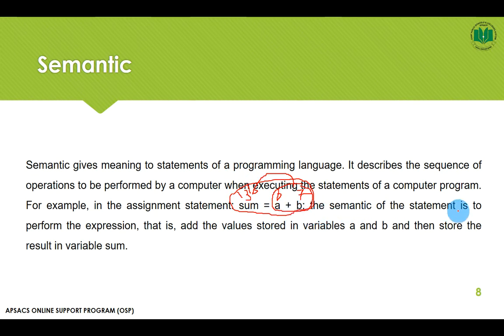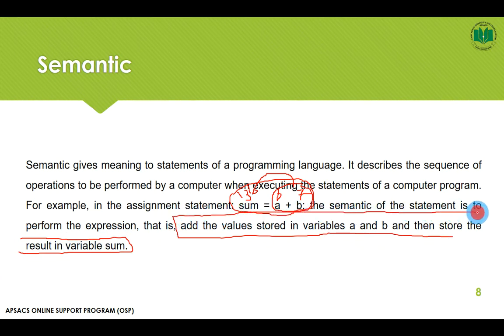The semantic of the statement is to perform the expression. This is: add the value stored in the variable a and b and then store the result in the variable c. This is in common language. For example, we have said add the value of the stored variables and save the result. Actually, the computer will do this whether we describe this syntax or not; this will execute and perform.